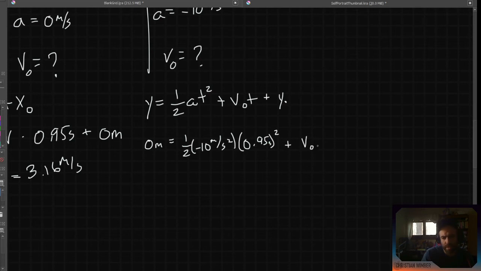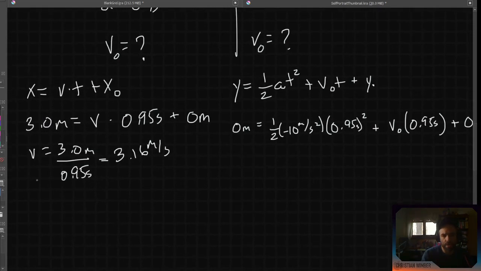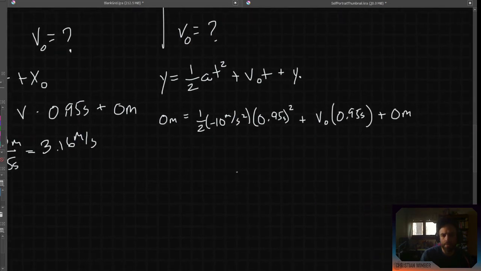Plus the initial velocity that we do not know, plus 0 meters. That's supposed to be a 0, my goodness. There you go. All right, so we have to solve this now for V naught as well. Now, just to be clear, this V naught over here is horizontal, whereas this one here is the vertical. So I'm just going to go ahead and start doing the math for this.